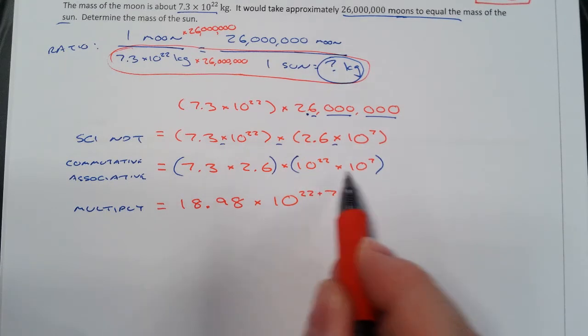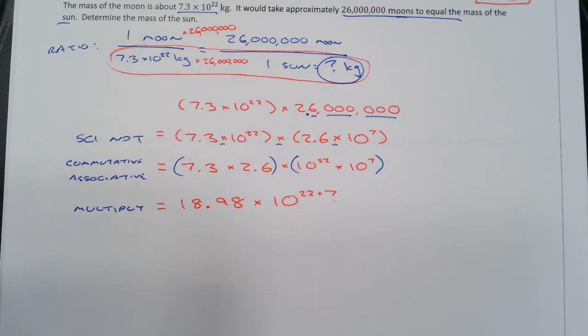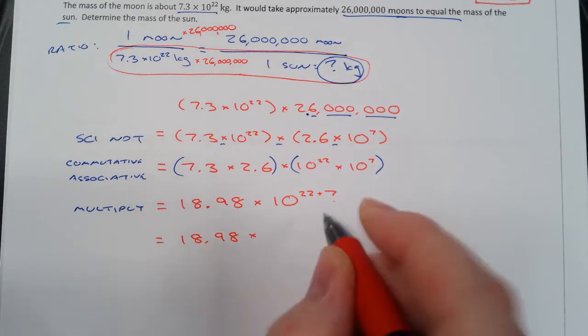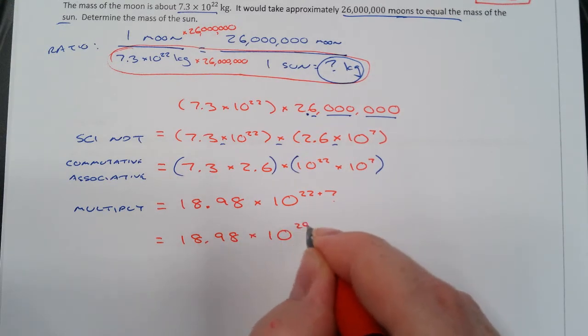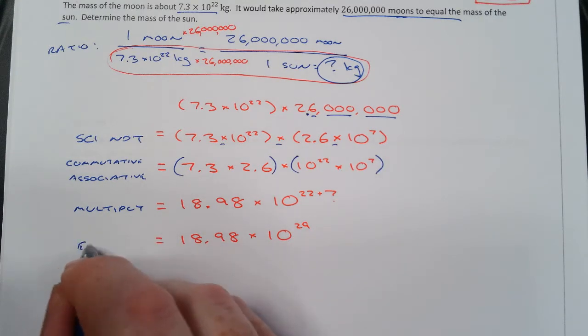You know, when we multiply the same bases, we can add the exponents. It's a very popular rule. So let's finish that exponent rule and add the exponents, to get 10 to the 29th. I use the exponent rule.